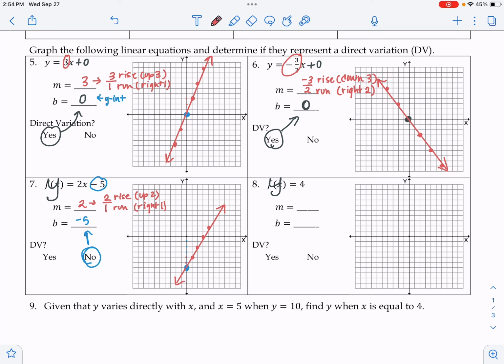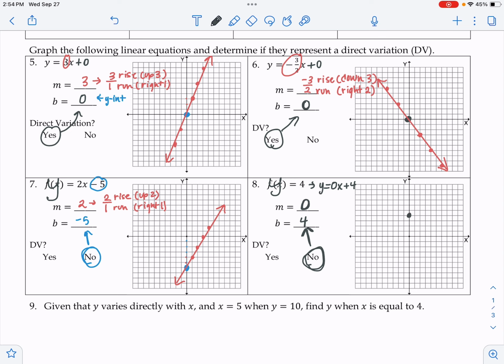Now you have to be careful on number 8. It's y equals 4. Okay, notice there's no x in the equation. If there's no x in the equation, this is the same thing as having a 0x plus 4. They didn't write the x because the coefficient was 0, and 0 times anything is just 0. And so you don't see it at all. In that case, the slope is 0. And our y-intercept is still 4. So this is still not a direct variation because it doesn't go through the origin.